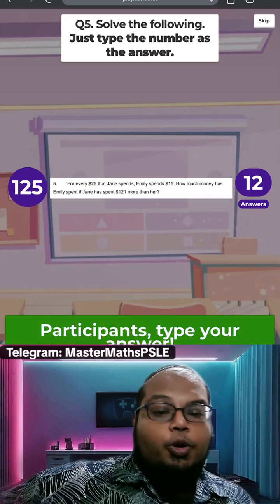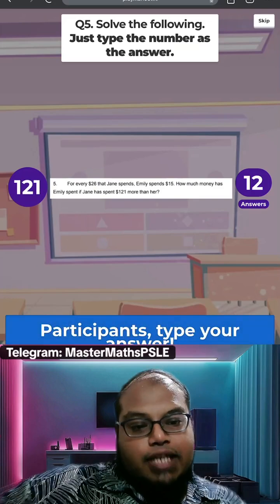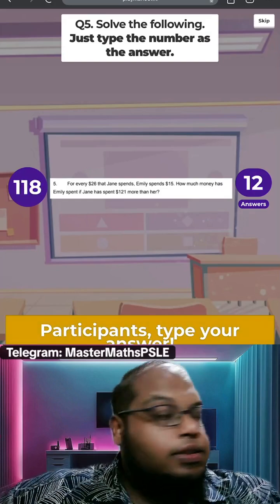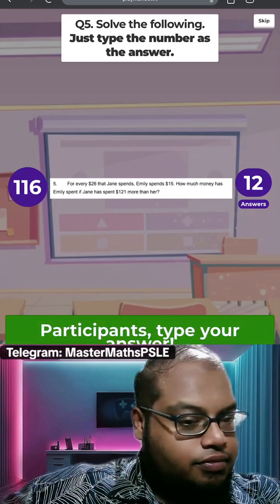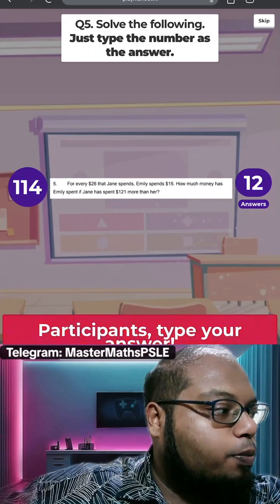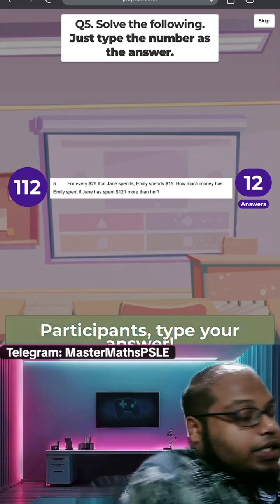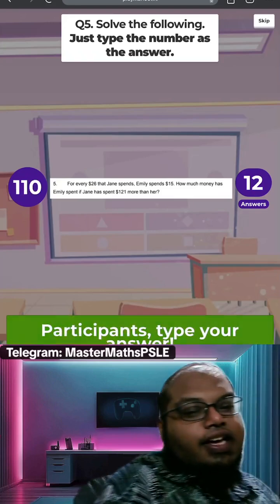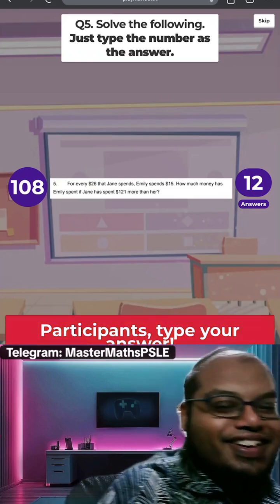Don't need to put units, just put the number. Don't need to put the dollar sign and all that, just put the number. Remember, don't need to put units, just for this Kahoot. In the exam, please put units.